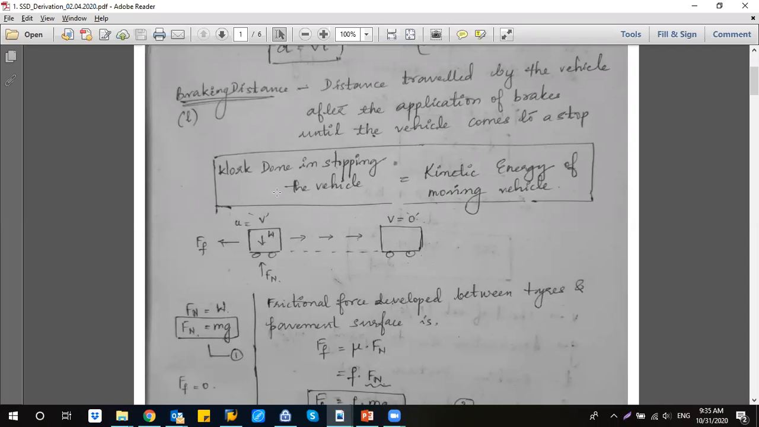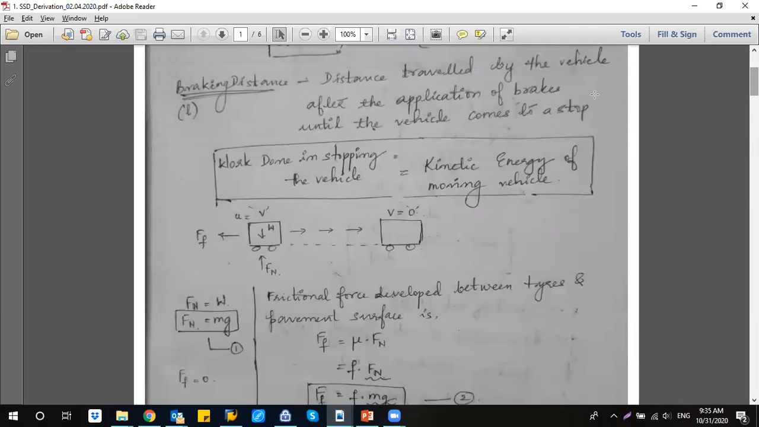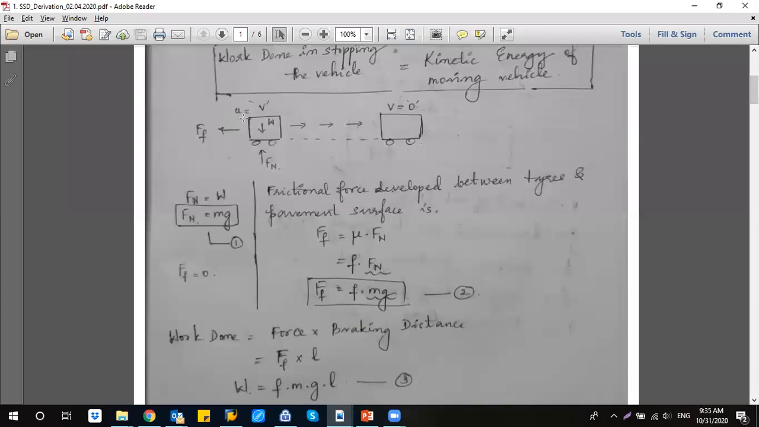For that we have to equate two things. One is the work done by the driver in actually stopping his vehicle when he is seeing the obstruction, and the other is the kinetic energy of the moving vehicle. These two components we are going to equate to each other. So we are going to find the expression for the braking distance. Now you can see the vehicle here, right?